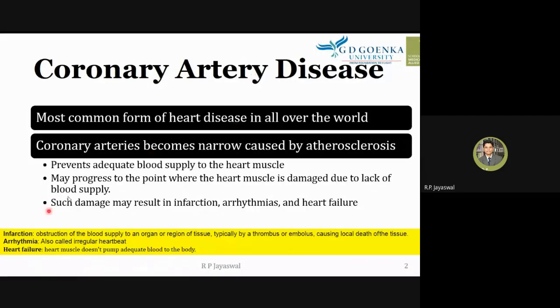Coronary artery disease also leads to heart failure because the heart muscle does not get adequate blood supply. Because of that the heart muscle is deprived of oxygen, nutrients, and the other required materials. So the heart muscles become weaker and will not be able to pump adequate blood to the body, and we consider this situation as heart failure.